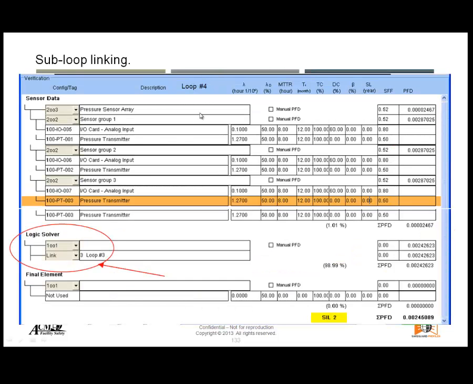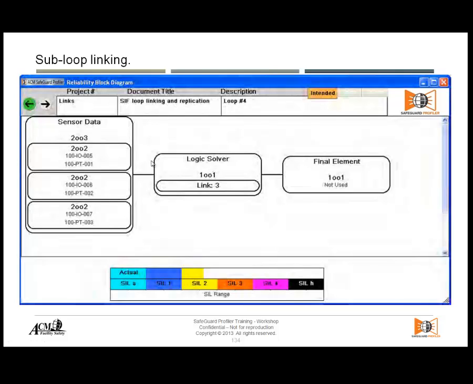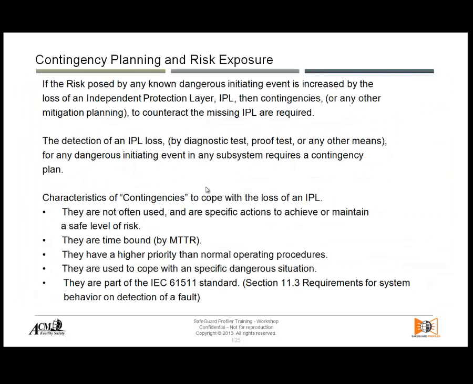That would be loop number 3, and then in loop number 4 I'm going to link loop number 3. So this is just following the same sequence of things that we did before, but this is looking inside SafeGuard Profiler, and this is what we call loop linking, or safety instrumented function loop linking. You can also look at the reliability block diagram graphics, and it is the same. So you were working on your final loop number 4, and you have your sensor data link, the logic solver linked to loop number 3. Loop number 3 was already linked to number 1 and 2.